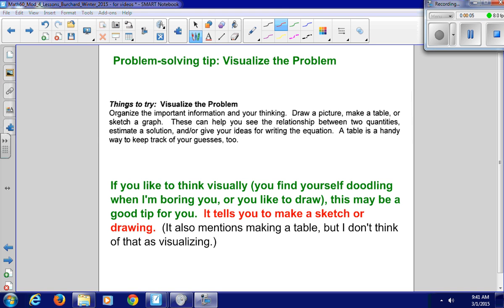The next problem-solving tip we're going to look at is called visualize the problem. This is one of my favorites because I tend to think in pictures and I see things better when they're sketched out.